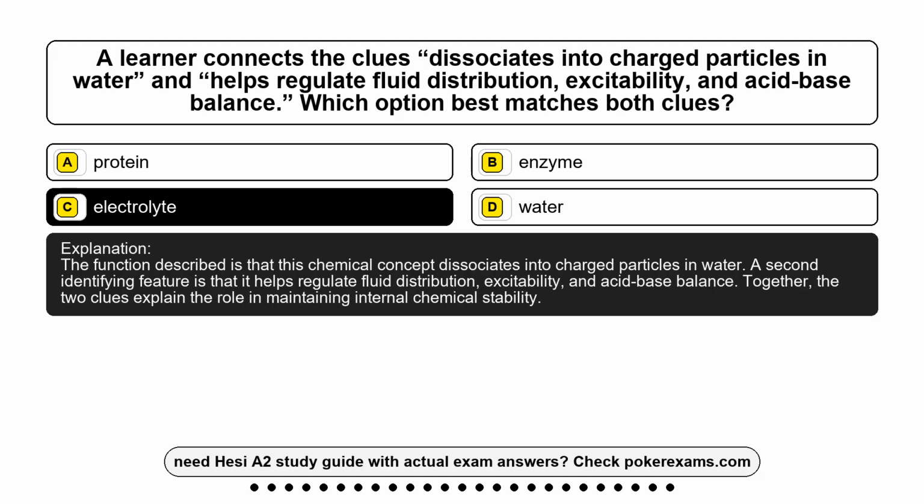The function described is that this chemical concept dissociates into charged particles in water. A second identifying feature is that it helps regulate fluid distribution, excitability, and acid-base balance. Together, the two clues explain the role in maintaining internal chemical stability.